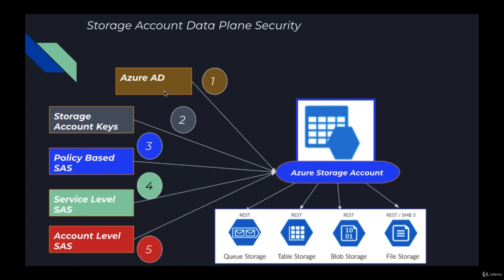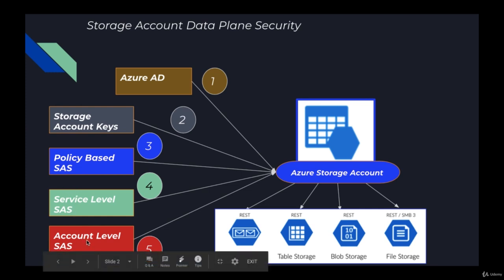Don't worry about that. So for data plane security, we have these methods. Just a quick recap: we can use Azure AD, wherein we can provide role-based access to a security principal. Then we have the storage account keys, and we'll discuss those as well. There are certain limitations with the storage account keys, so we'll discuss them in the upcoming lecture. Then we have the policy-based SAS, service level SAS, and account level SAS.